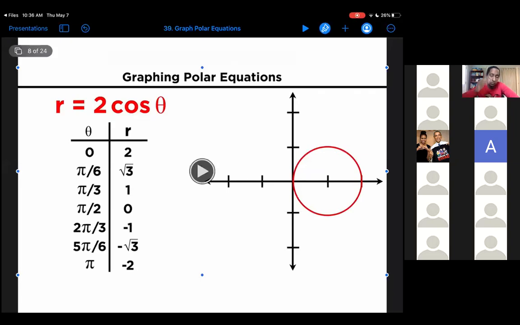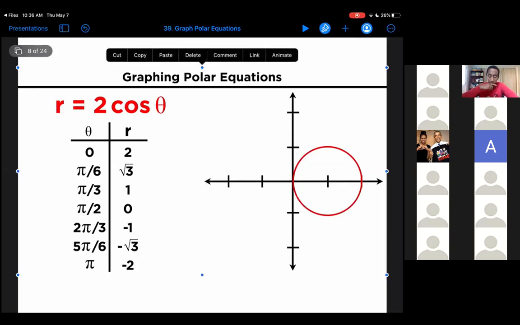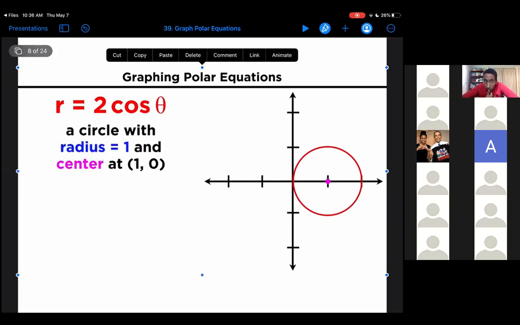I'm gonna pause it because his voice is a little bit slower than the video, but basically they plugged in all the values for the angle and got the r, which is the distance from the pole to the point. And then when you continue by plugging in all the points, you end up with the circle there. Semicircle, and then the values just repeat from there. So this is a circle with a radius of 1, with its center at (1, 0).